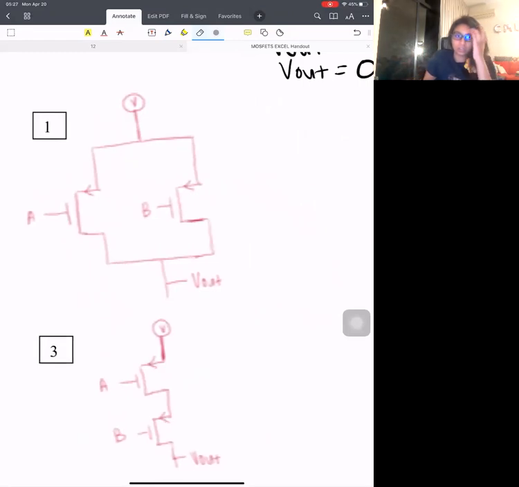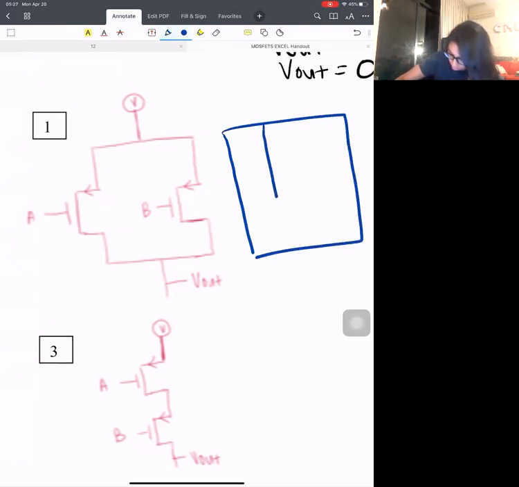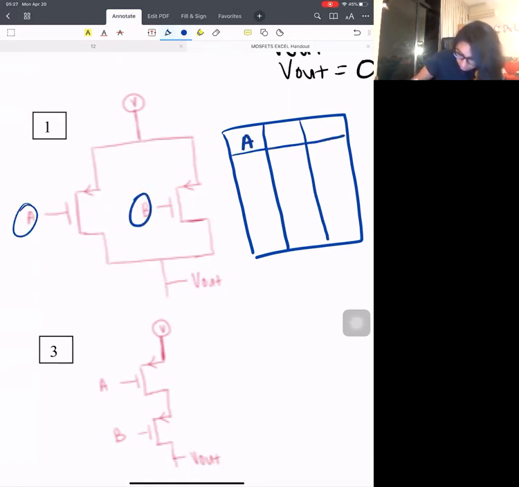So this is two PMOS transistors in parallel with each other. And we're taking the output over here, which is after the transistors. So we're gonna make a table over here, and it's gonna be our source A, source B. These are sources directly to the transistors.